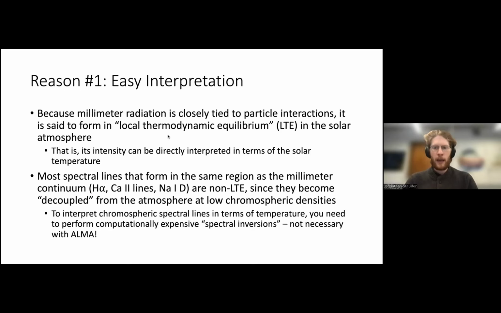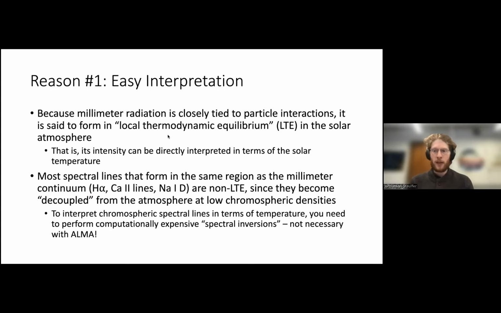And this is actually really rare for diagnostics of the solar chromosphere. For the most commonly used spectral lines that sample that same region, like H alpha or the infrared and visible lines of calcium-2, they become decoupled from the local properties of the atmosphere, essentially because particle collisions are rare enough in the chromosphere that the level populations of those atoms are set mostly by the radiation field, which can be coming from all over.